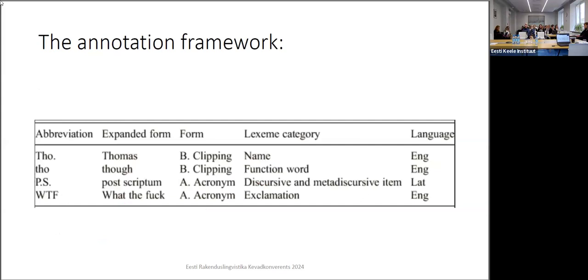And we had a framework like this. So this is basically what we work with. We have abbreviations which look similar. So we have tho, which can stand for Thomas, so we had the expanded form, or it can stand for though. Both of these would be clippings, but the lexeme category in the first one is a name and it's a function word for the second one. And then we had the category for language, which we didn't have space to discuss in the actual article, but I'm doing it now. Or then you would have acronyms like PS for postscriptum or WTF for what the fuck. And then we had lexeme categories like a discursive, a metadiscursive item for PS, and then exclamation for WTF, and PS would be Latin, whereas WTF is an English acronym.